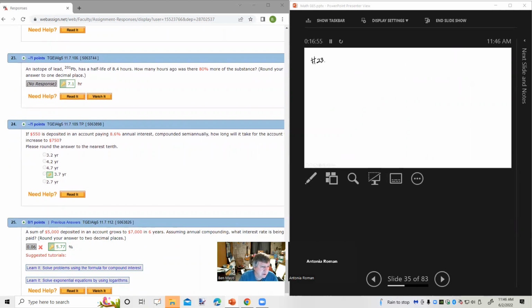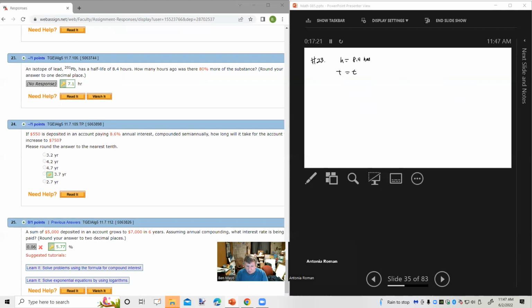An isotope of lead, 201Pb, has a half-life of 8.4 hours. So H is 8.4 hours. How many hours ago, so time is our unknown, was there 80% more of the substance? Okay, this one's kind of tricky because we're going into the past.